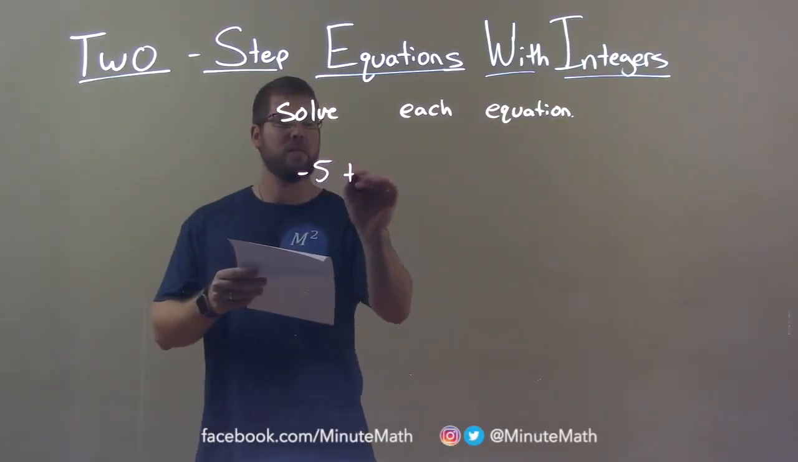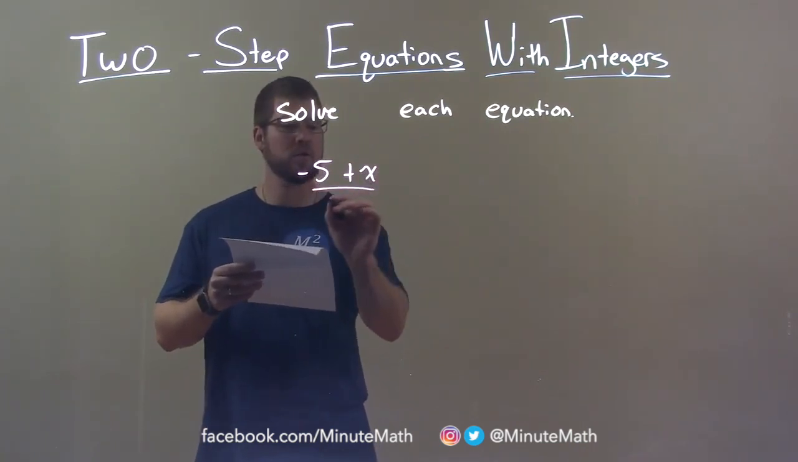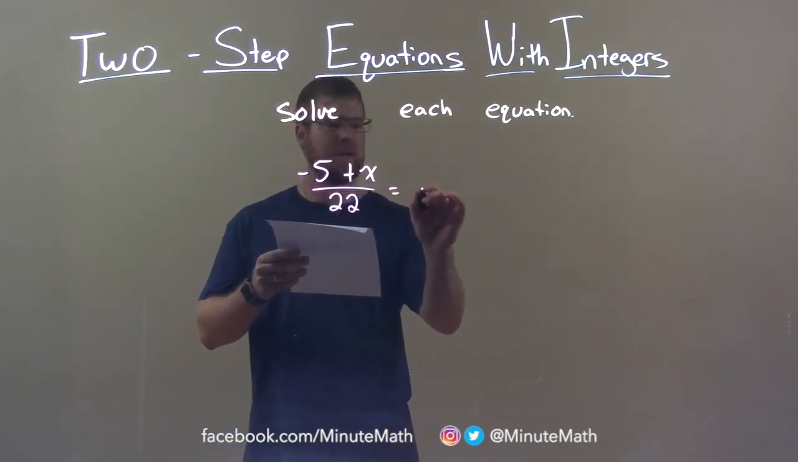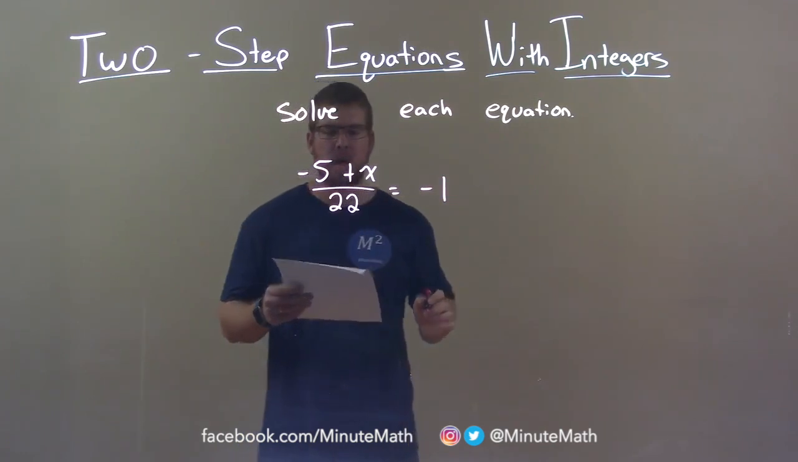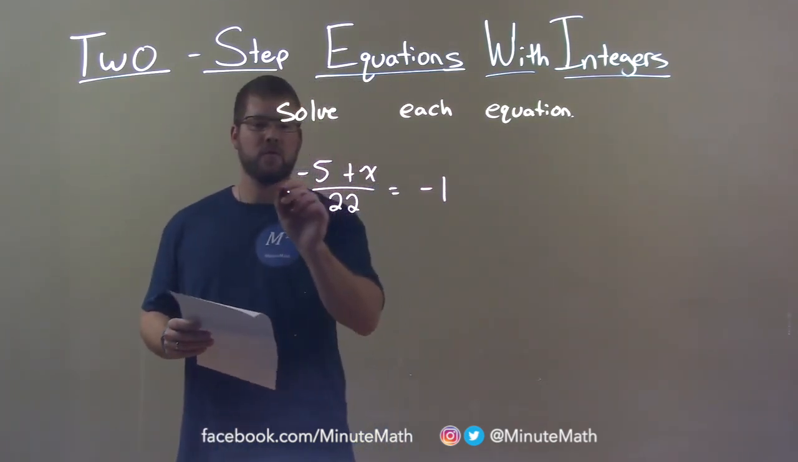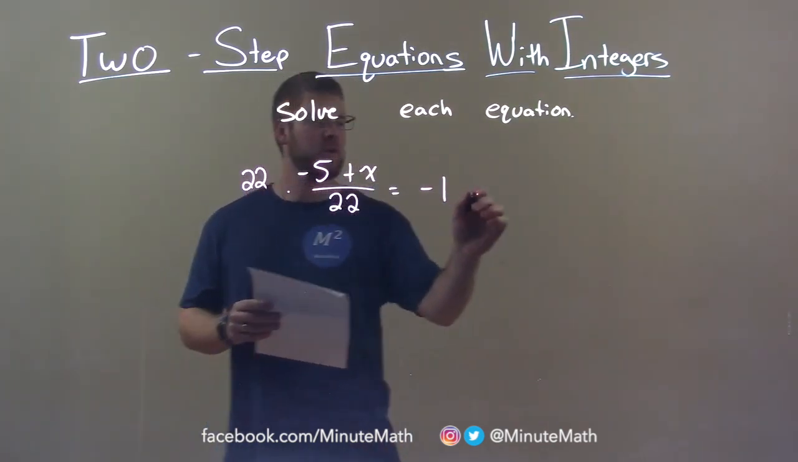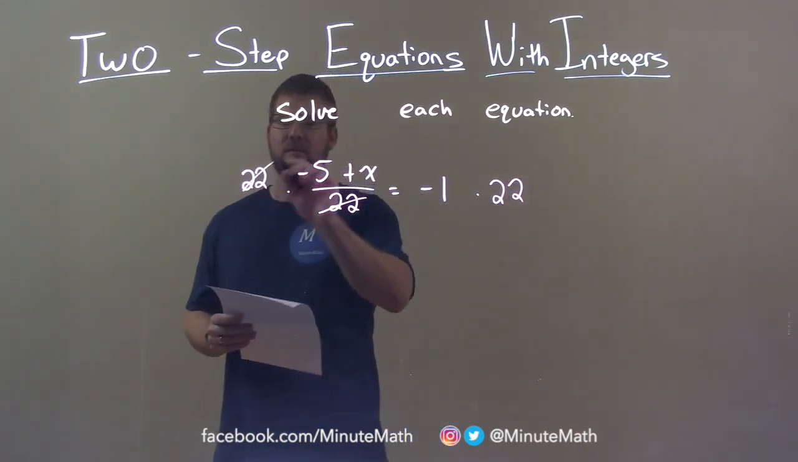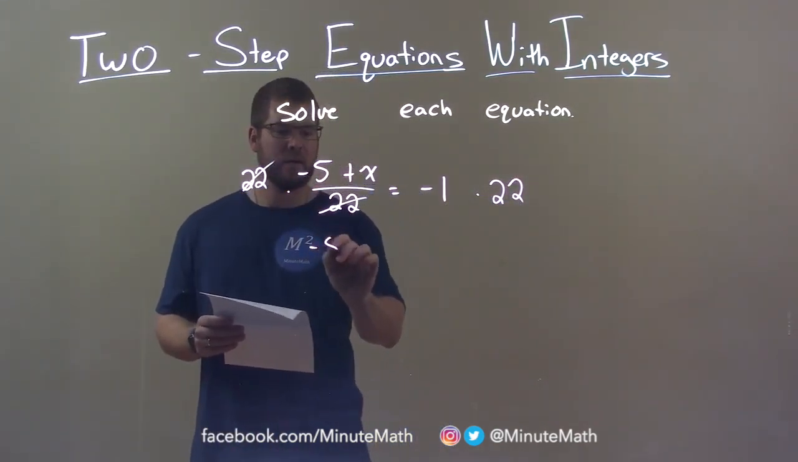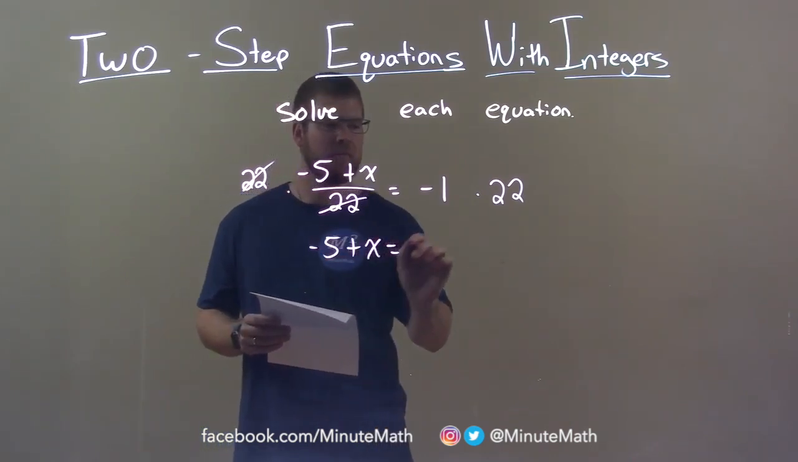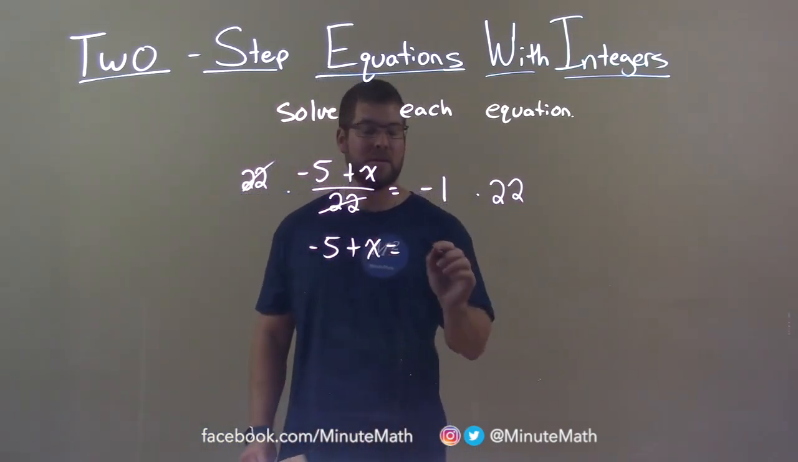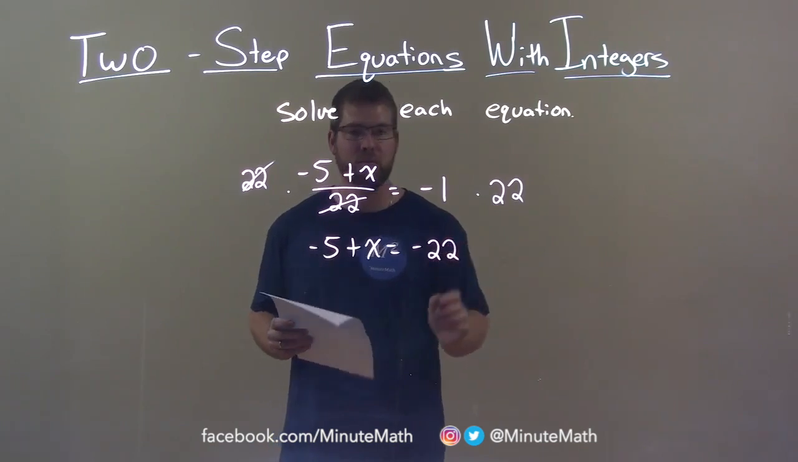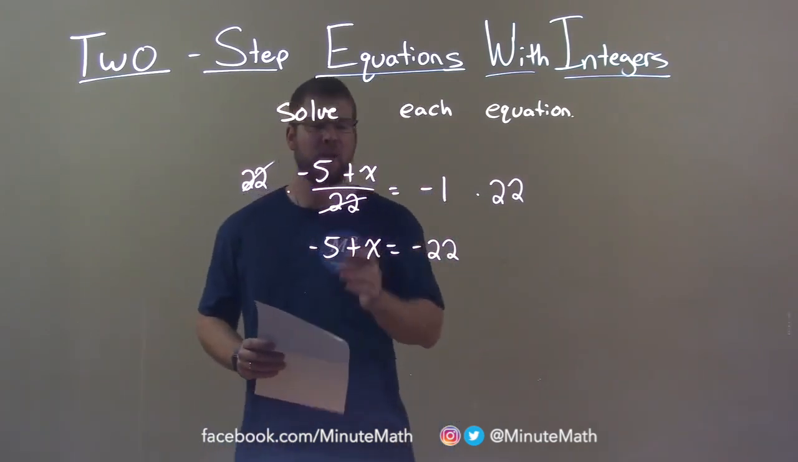Negative 5 plus x over 22 equals a negative 1. First thing I want to do is multiply both sides by 22. Since we're dividing by 22, the opposite is multiplication. This cancels the 22 out, leaving me negative 5 plus x on the left. Now, negative 1 times 22 is a negative 22. From there, we have a negative 5 plus x.